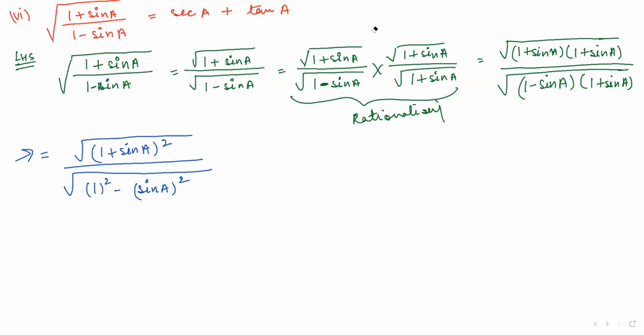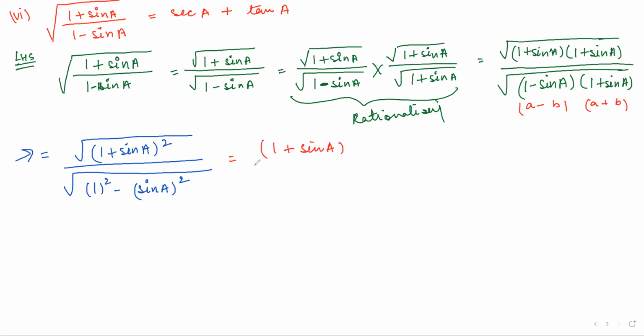Now look at this step, Sarah. I have simply multiplied 1 plus sine A, 1 plus sine A, so 1 plus sine A whole square, two times I'm getting, right? And you can see it like this, A minus B into A plus B formula, so it will become A square minus B square. So it will become 1 square minus sine A whole square, correct? Now in the numerator, I have square root also and then square also, so they will cancel out. Only 1 plus sine A will remain, correct?